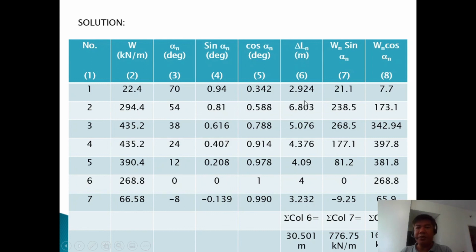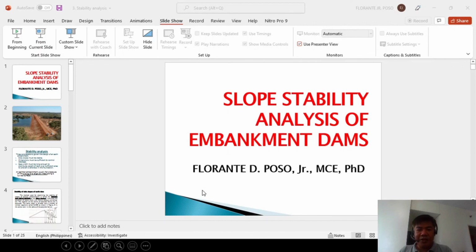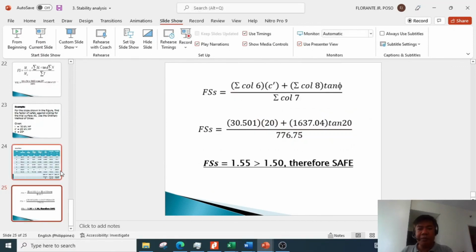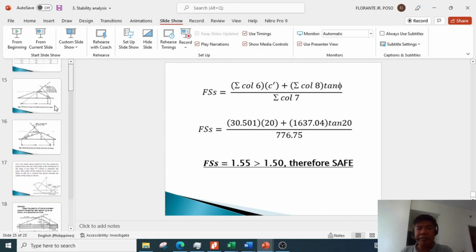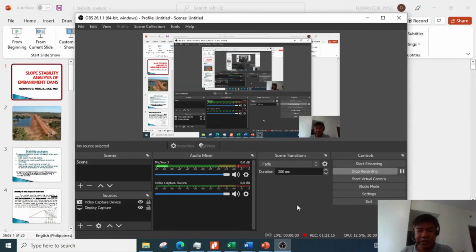But this is our sample solution. So using the table that I presented, which is I think the easiest way of solving the factor of safety, you have the FS value of 1.55, so it is safe. So that's it for the slope stability analysis, and I hope you get some review points in terms of the use of the method of slices, how it is calculated and analyzed, so that we can proceed with the introduction to the software and the simulation analysis.